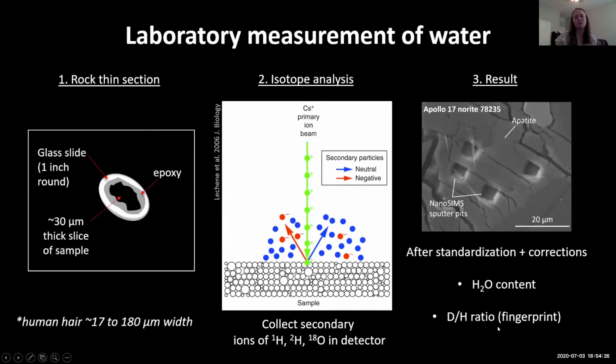The deuterium to hydrogen ratio, we can use that as a fingerprint because different objects in our solar system have different deuterium to hydrogen ratios or hydrogen isotopic compositions. And this allows us to basically trace water throughout our solar system to understand the kinds of objects that were impacting, in our case, the moon.